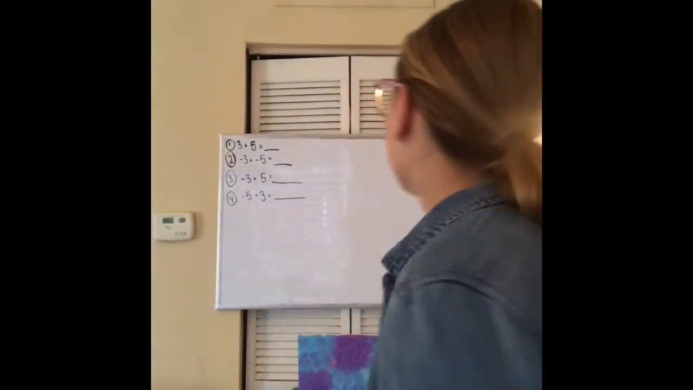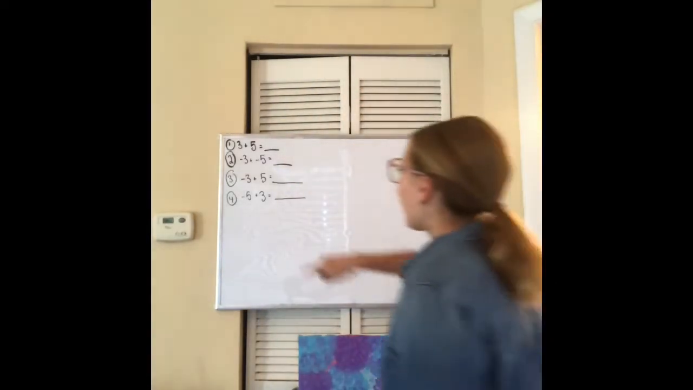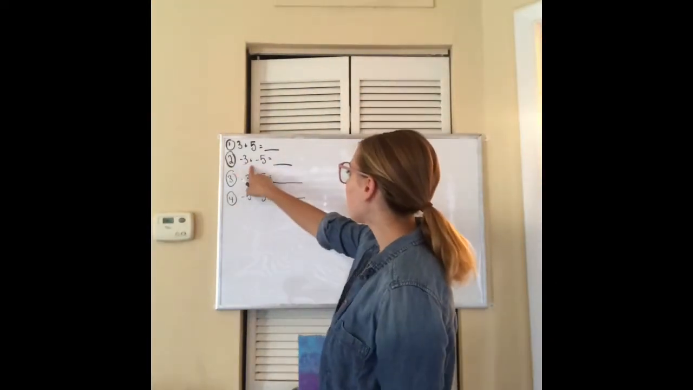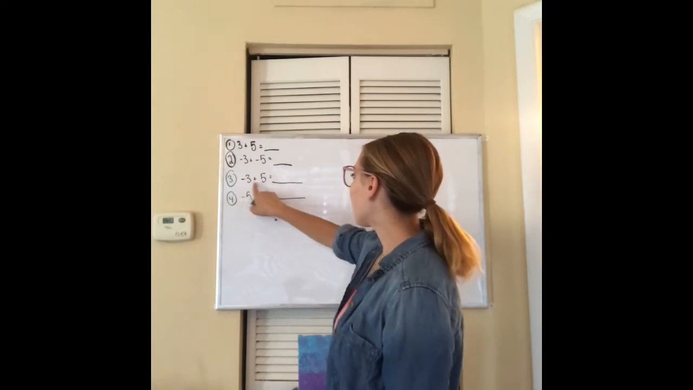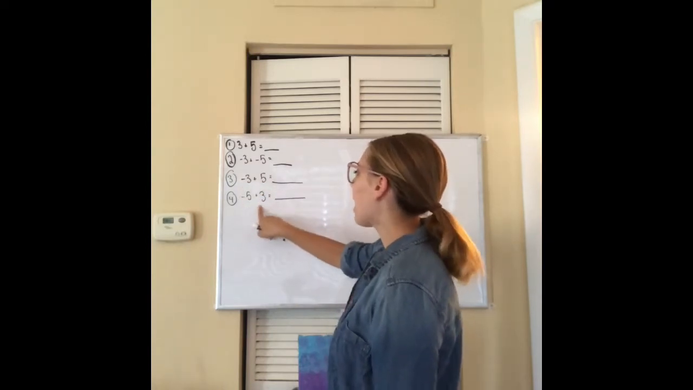All right, so today we're going to be talking about adding and subtracting using negative numbers. I found that the majority of you have a decent handle on multiplying and dividing, and adding and subtracting is a little bit more difficult, so I want to start there. So I have some problems on the board. I have 3 plus 5, negative 3 plus negative 5, negative 3 plus 5, and negative 5 plus 3.